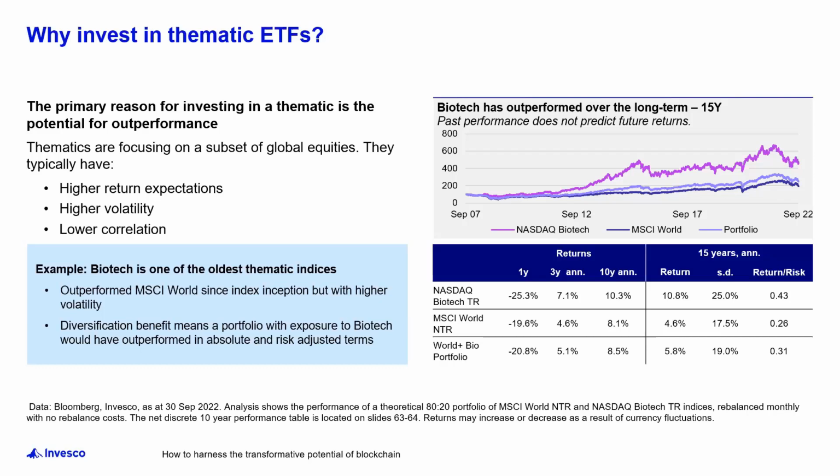As you can see, as I said, higher volatility is also there. So 25% standard deviation versus 17.5% for the MSCI World Index. But the strength of return more than outweighs that additional risk you're taking, and on a risk-adjusted basis, you're getting a significant improvement in the return versus risk ratio.